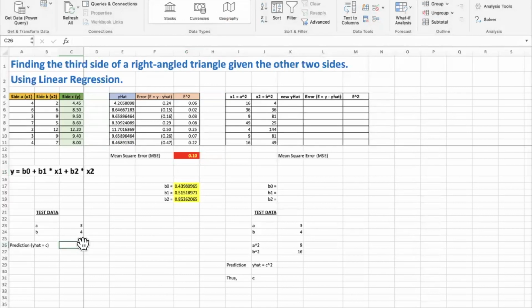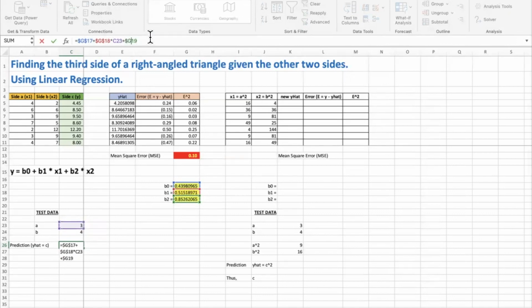So we have to find the new y hat given our test data where a is 3 and b is 4. So now to find y hat, we can apply the formula, that is b0 plus b1 into x1, that is a, plus b2 into b, or x2. So now the machine is predicting 5.39.